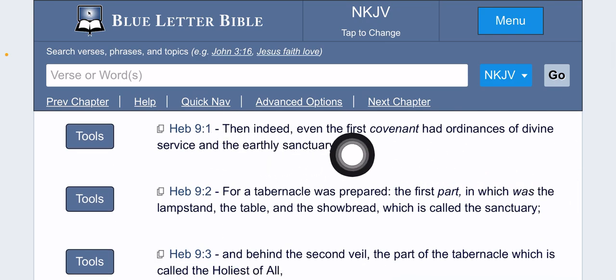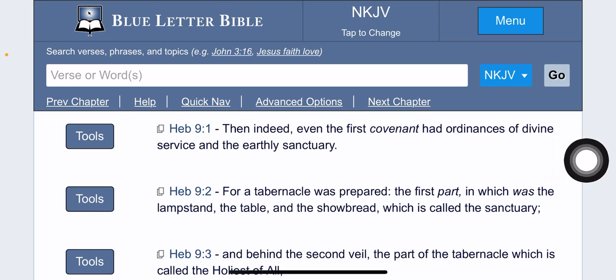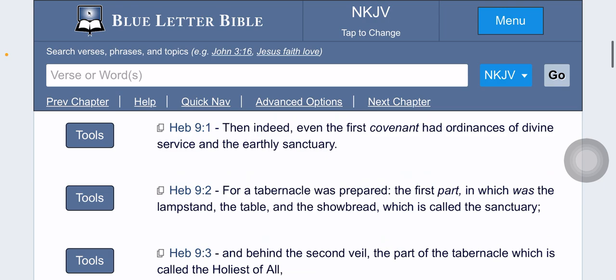"Then indeed, even the first covenant had ordinances of divine service and an earthly sanctuary." The first covenant was the covenant which the Most High YHWH had with the sons of Israel through Moses. It had divine ordinances but earthly services. It was all given by inspiration of what was in the heavens, because the Most High called Moses and told him, "I'm going to show you this thing. You shall build everything." We're going to read it from this book so I don't butcher things up.